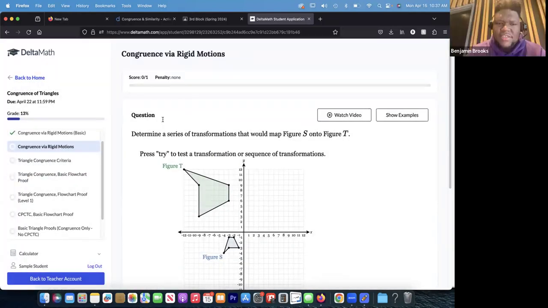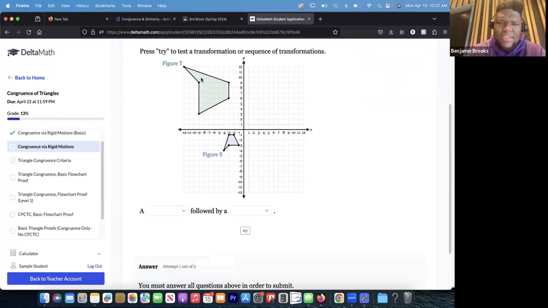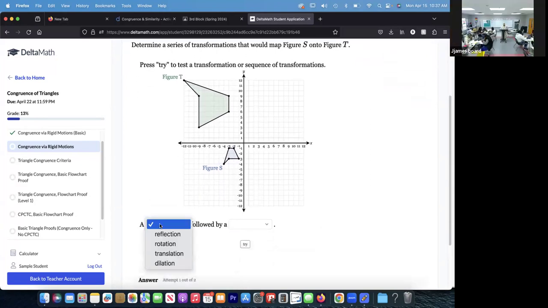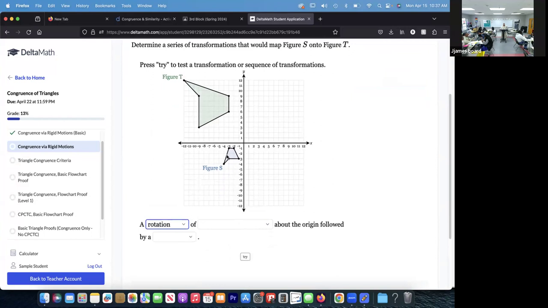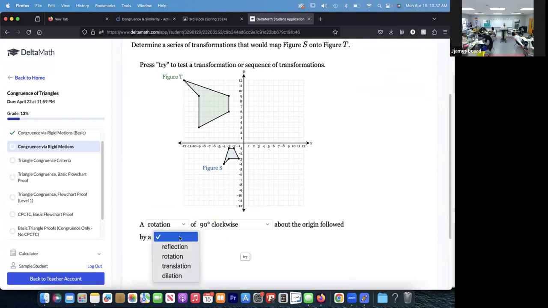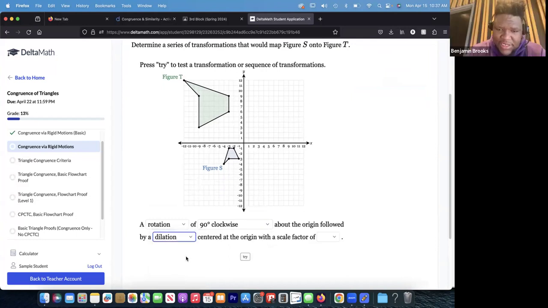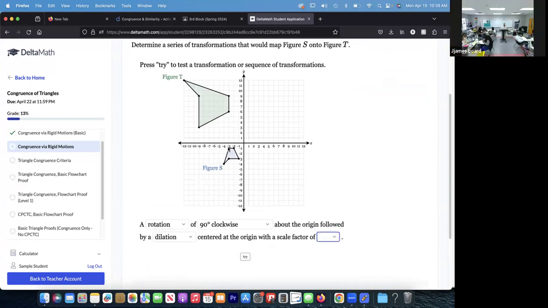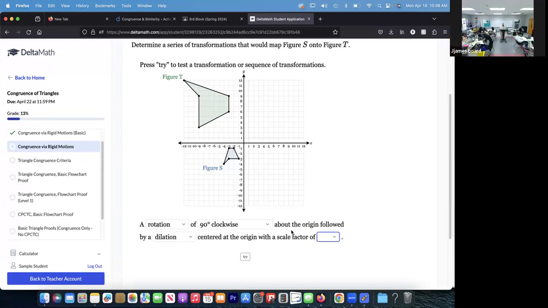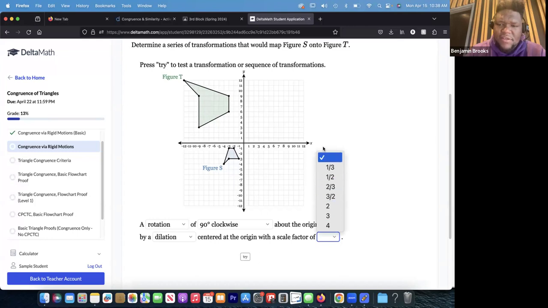We can move on. All right, so in this case, if I wanted to translate figure S onto figure T, what I might do is a rotation of 90 degrees clockwise, followed by, I don't know, a dilation with a scale factor of, it looks like this piece right here is 1, and then this is 3. So maybe a scale factor of 3. I don't know. Let's find out.